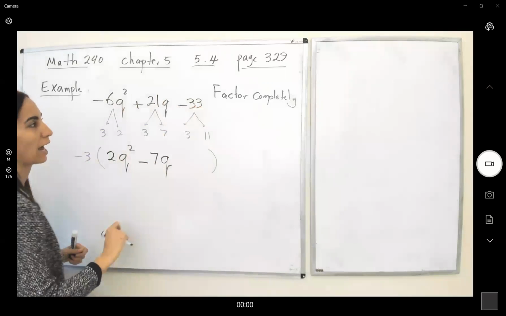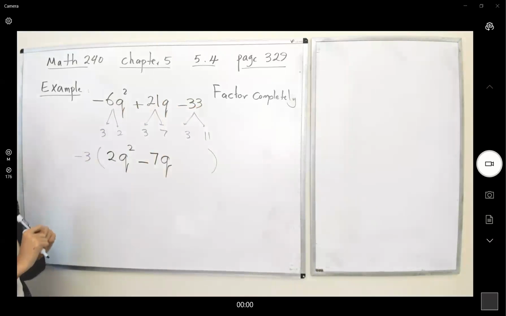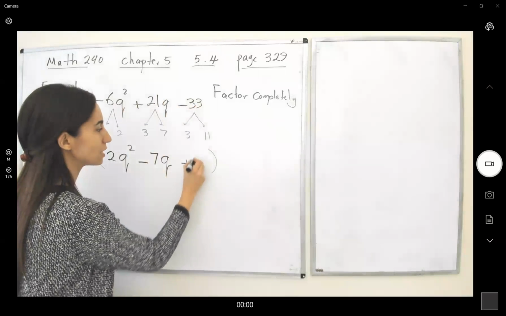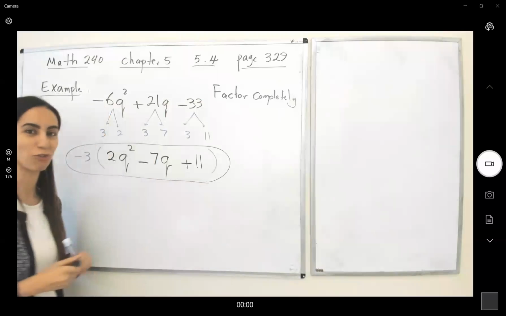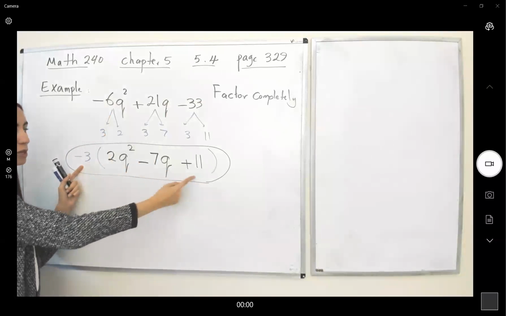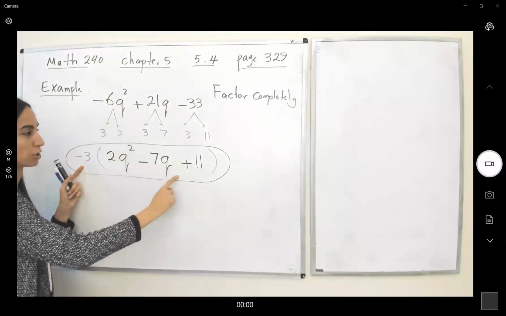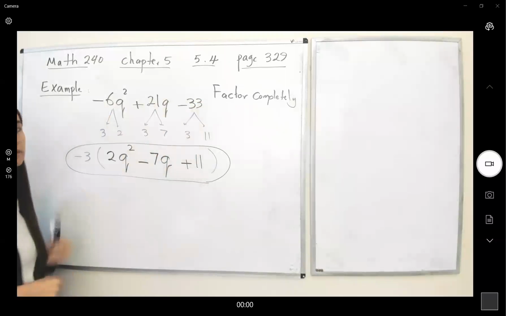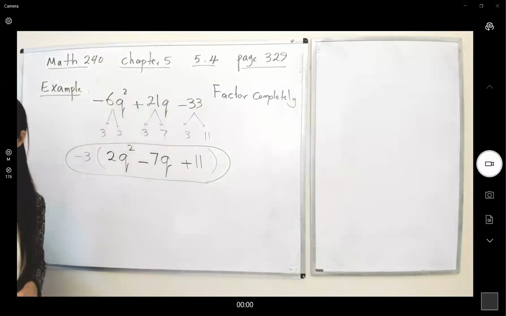Now here, I have 33. Negative 33 divided by negative 3 gives me positive 11 back. Don't forget to check your work. By distributing negative 3 into parentheses, you get negative 6q squared plus 21q minus 33, which is actually the original expression that we have.